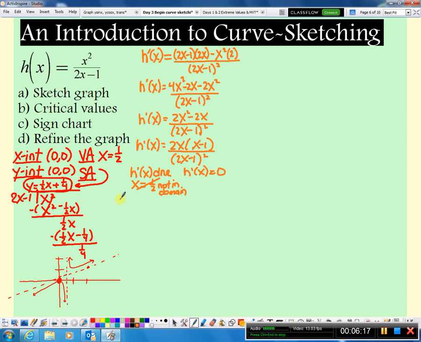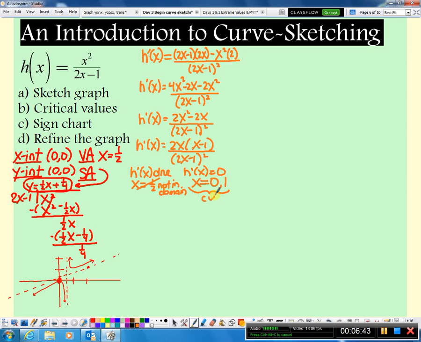So if it's not a critical value, there's no way that it could be a max or a min, right? Does h prime of x ever equal 0? Yes. If the top is 0, the whole fraction equals 0. So it looks like it's 0 and 1. So these are my only critical values. So step 2, done. It's time for me now to build my sign chart.